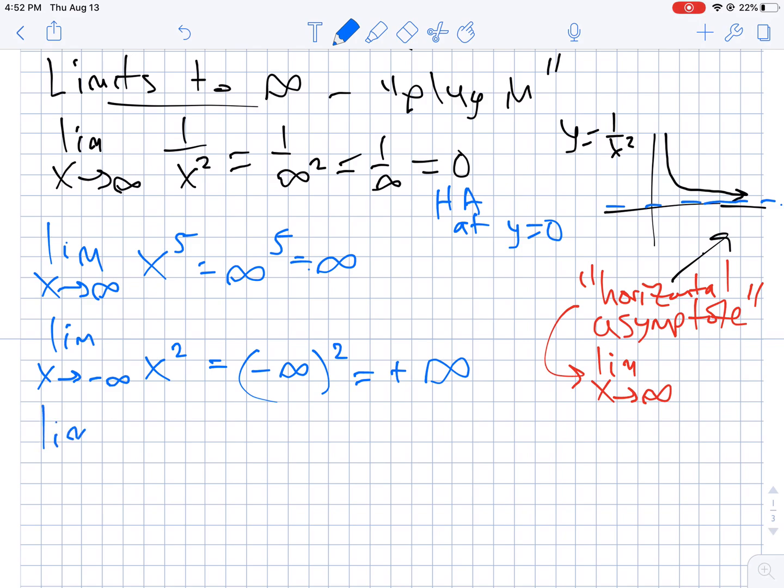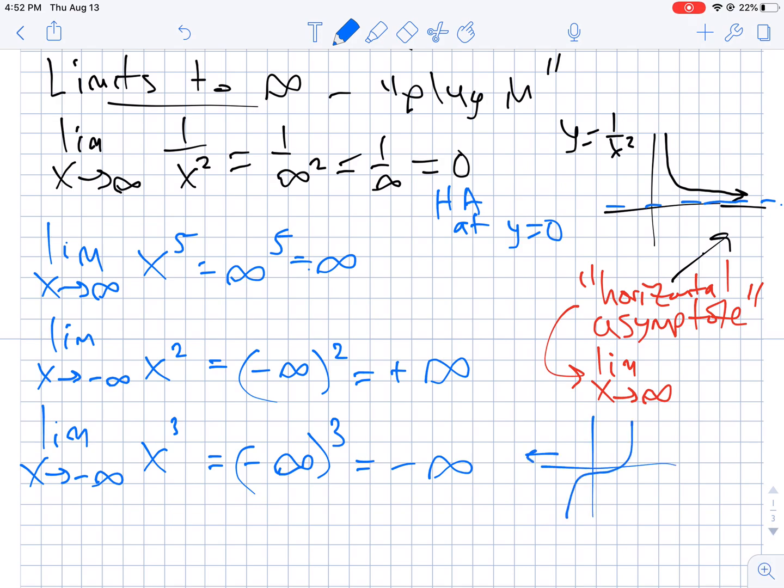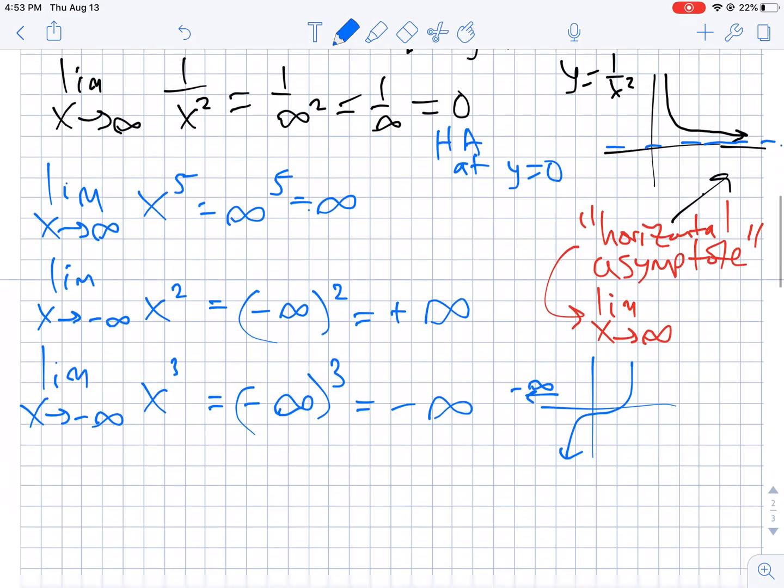But if you took the limit as x goes to negative infinity of x cubed, that's basically saying negative infinity to the 3rd power. A negative to the 3rd is still negative, infinity cubed is still infinity. And that actually makes sense if you look at a graph of x cubed. If you go off to negative infinity, so that's like going towards the left side of the graph, you are in fact going down towards negative infinity. Okay, so those are some of the basic limits.